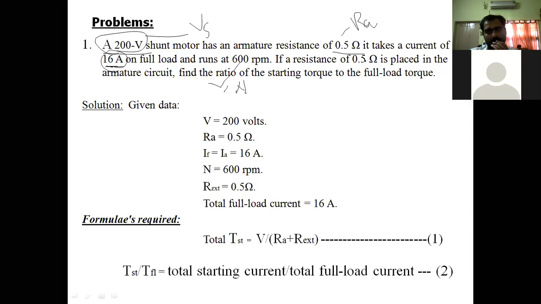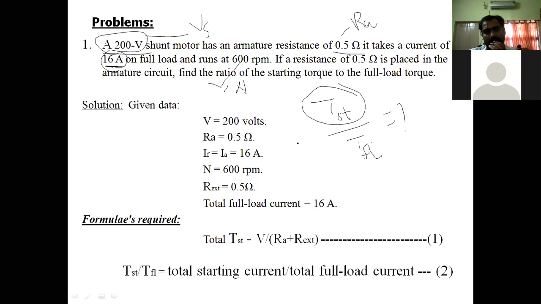If a resistance of 0.5 ohms is placed in the armature circuit, find the ratio of starting torque to the full load torque. He has asked for the starting torque to the full load torque. So before solving this ratio, first of all, you have to calculate the starting torque.